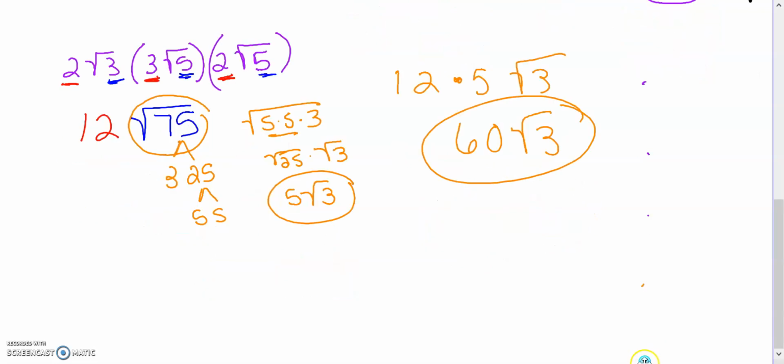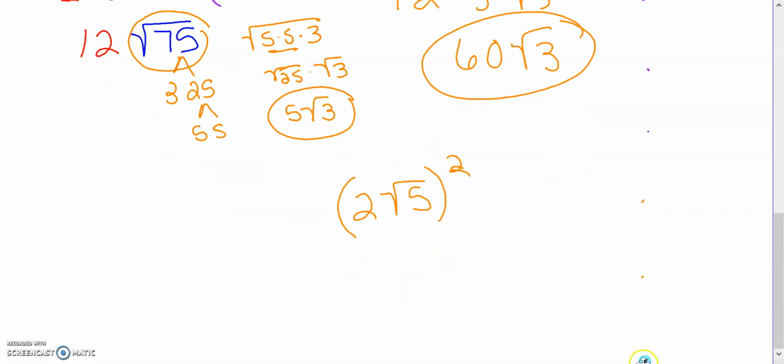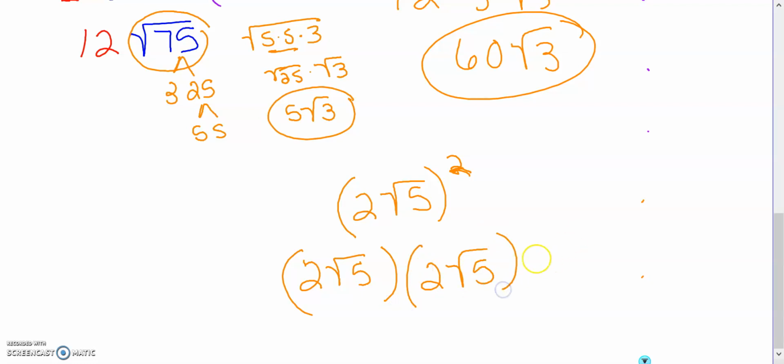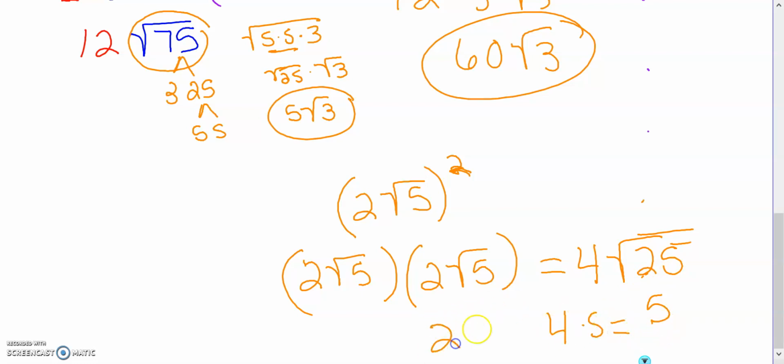You might also see a problem that looks like this. What if I had 2 radical 5 squared? Well, we talked about what exponents mean in our previous unit or section. That just means write the base how many times? 2 in this case. So this is really 2 radical 5 times 2 radical 5. When I work on that, I get 4 radical 25. And the square root of 25 is 5. So I really have 4 times 5, which is, let me put it over here, 20 for my final answer on that one.